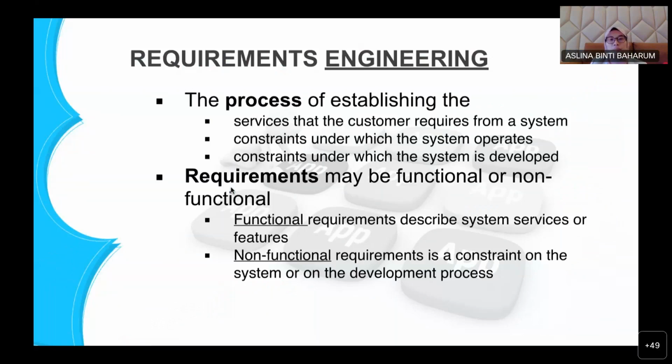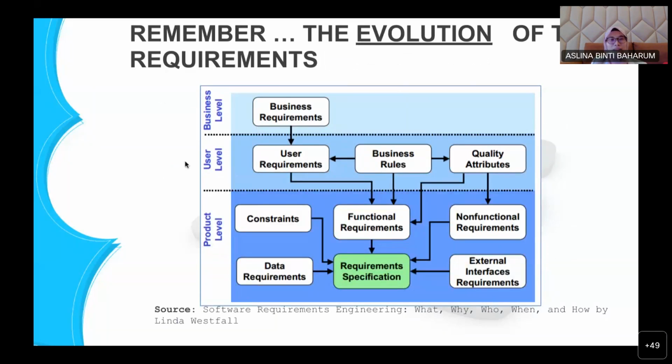Requirement can be functional or non-functional. Functional is describing a system or service, its features and functions. Non-functional is about the constraints of the system and the development process. You want the system to be efficient, reliable, performing faster, improved. Again, this reminds us of the evolution of the requirements, starting from the business level, user level, and also product level.